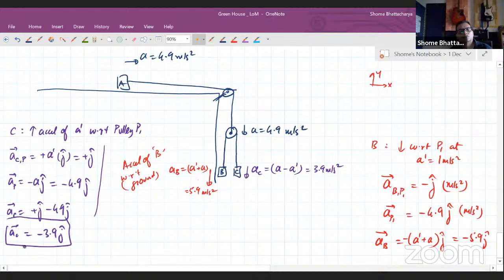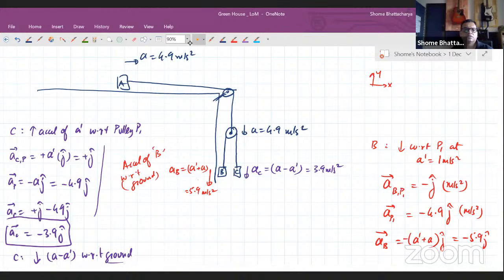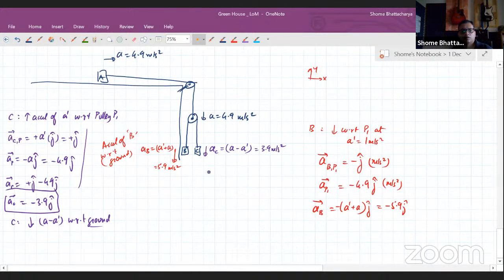Okay. So the block C has a downward acceleration of A minus A prime with respect to ground. So this is a very important concept to understand and apply over here. Finally, this is the situation. The acceleration of the block B is downwards and it's equal to A prime plus A. The acceleration of block C is also downwards, but its magnitude is A minus A prime. Whereas the acceleration of block A is horizontal and it's equal to A, which is 4.9. So just make a note of this properly, people.